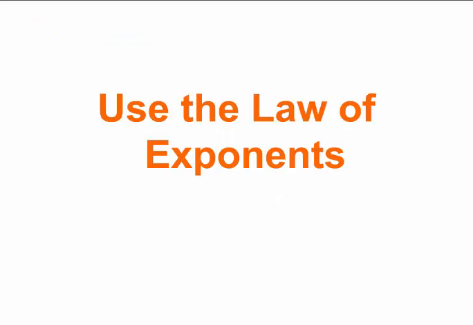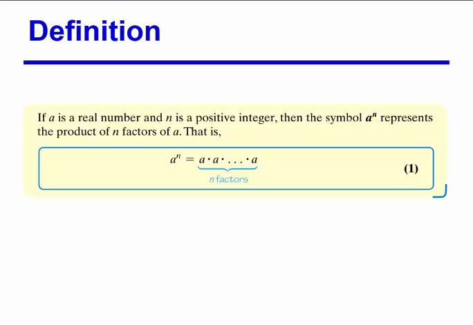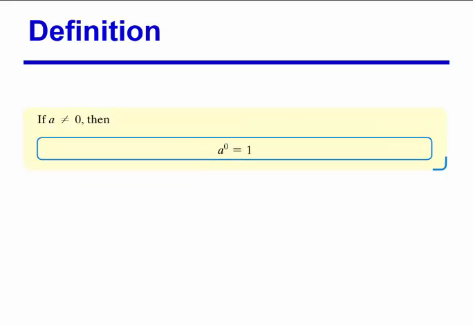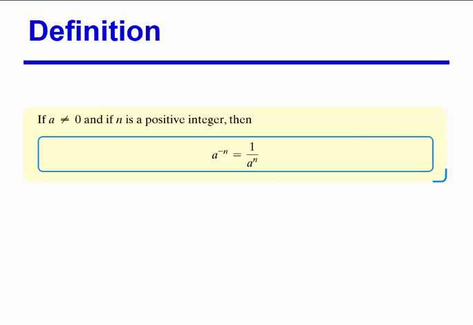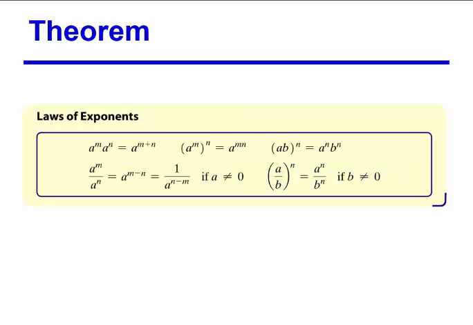The next one, we're going to use the laws of exponents. If a is a real number and n is a positive integer, then the symbol a to the n represents the product of n factors of a. That is, a to the n is equal to a times a, and so on, for n factors. And if a does not equal 0, then a to the 0 is equal to 1. Now if a does not equal 0 and n is a positive integer, then a to the negative n is equal to 1 over a to the n power. Here are the laws of exponents.